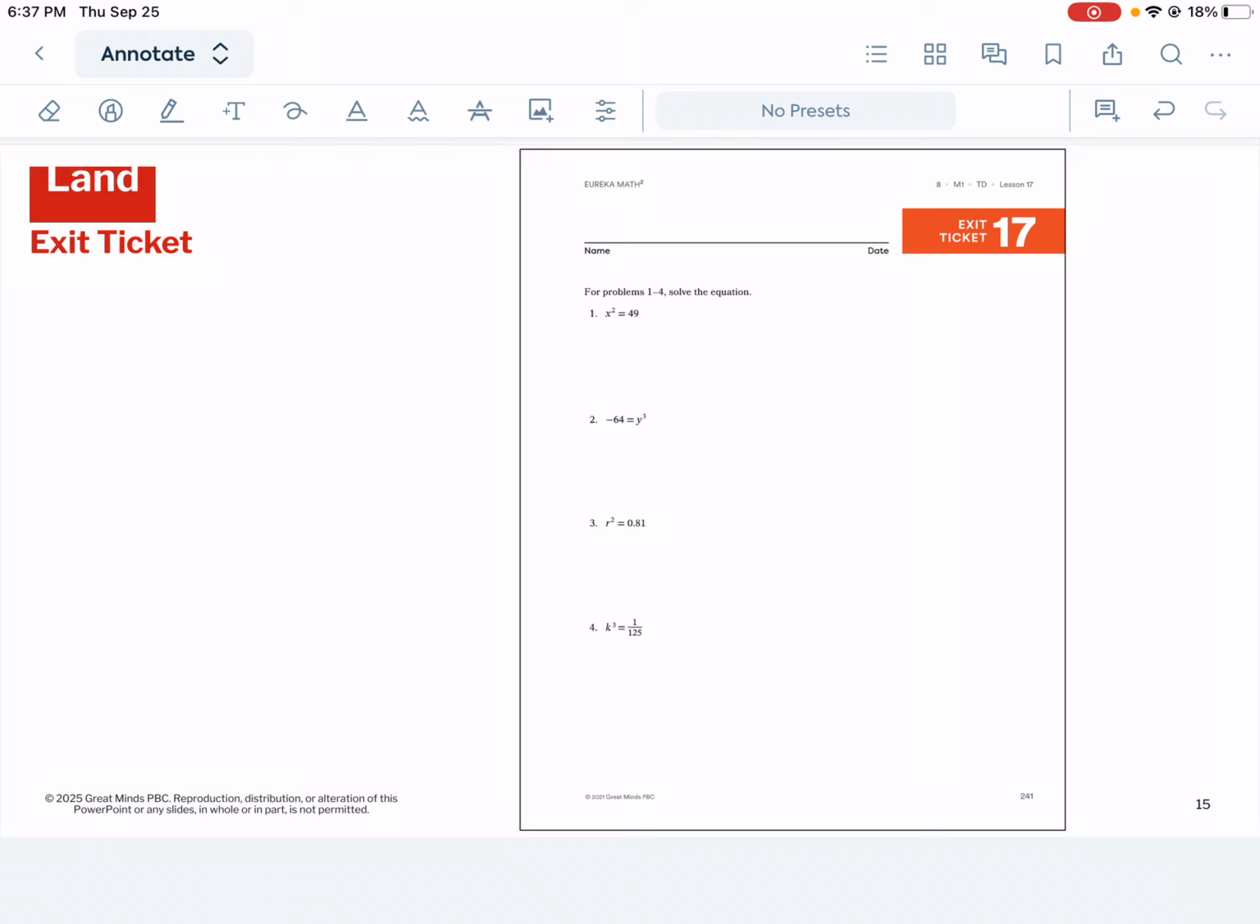We have our exit ticket for lesson 17. It says for problems 1 through 4, just solve the equations. You are solving for the variables. Okay? I would say in advance, just pay special attention to whether a number is squared or is being cubed, because that would tell you if you need to square root or cube root. Make sure you complete all 4 questions. You do not need an explanation, but you do need to show your work a little bit. Showing your work just looks like you setting up the equation as a cube root or a square root. That's it. When you're done, turn this in.